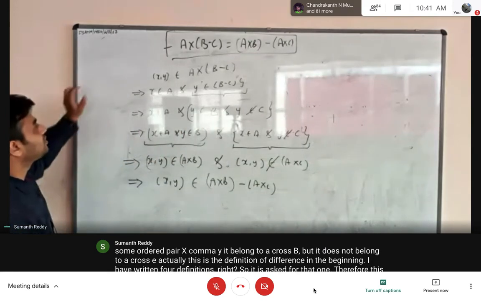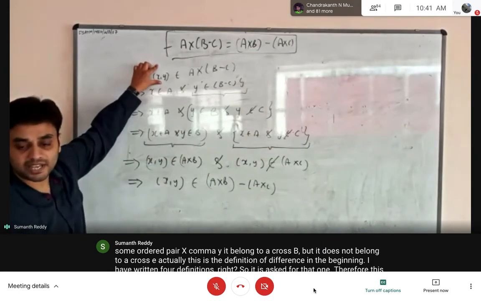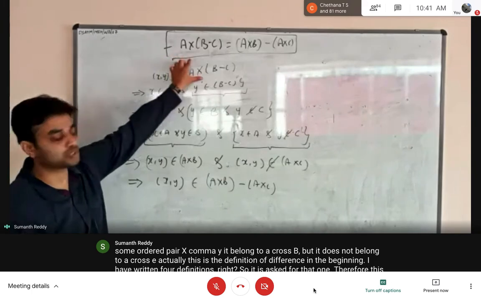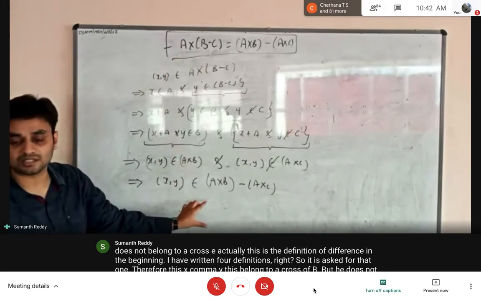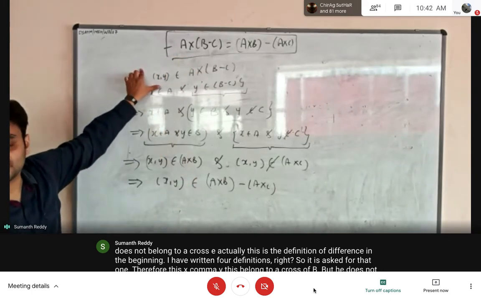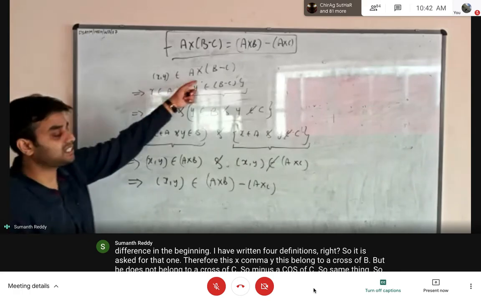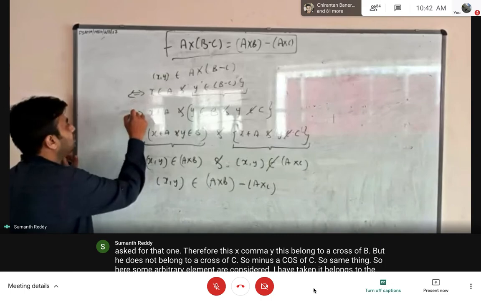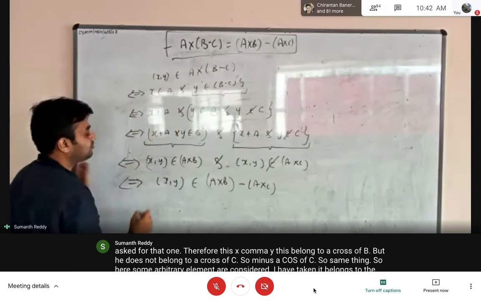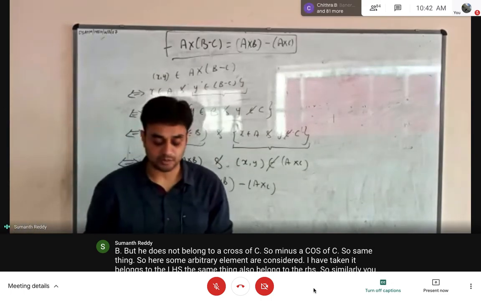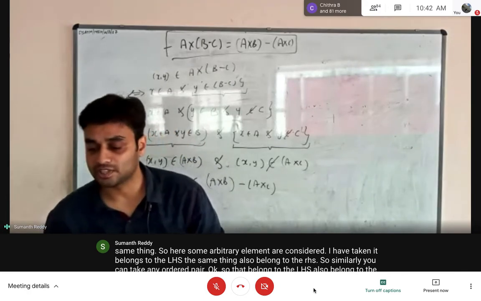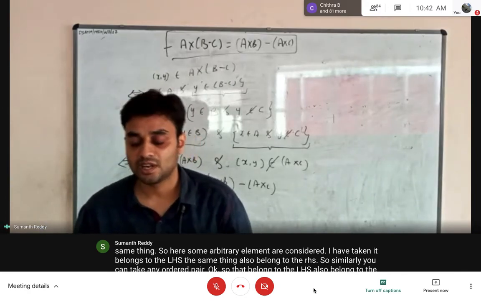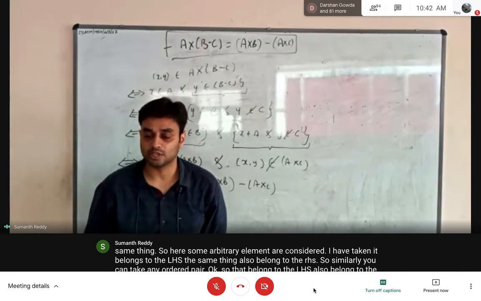So same thing. Here some arbitrary element I have considered, I have taken it belongs to the LHS. The same thing also belongs to the RHS. So similarly, you can take any ordered pair. Okay, so what belongs to the LHS also belongs to the RHS. I have just given a generalized proof. So the remaining part you already know. From this I can conclude the LHS is a subset of RHS. The same thing holds good even for the RHS: RHS is a subset of LHS. And then from the rule of antisymmetry, both are equal.